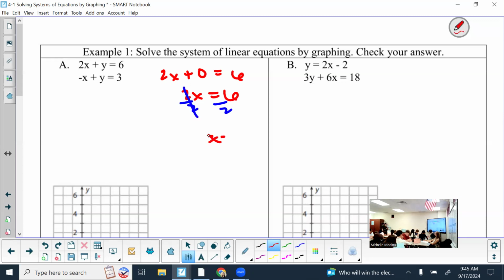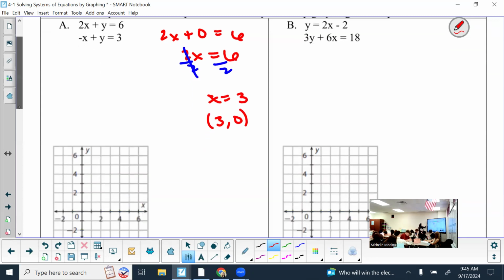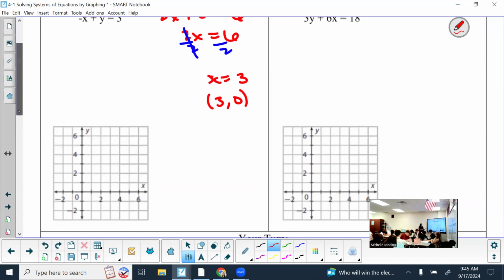And this is my x-intercept. This is not my solution to the system or anything. If we're solving by x and y intercepts, I just found out what x was, and that was when y is 0. And then I can plot that on my coordinate plane, on the x-axis, because it's your x-intercept. Then you could go back and solve for your y-intercept.